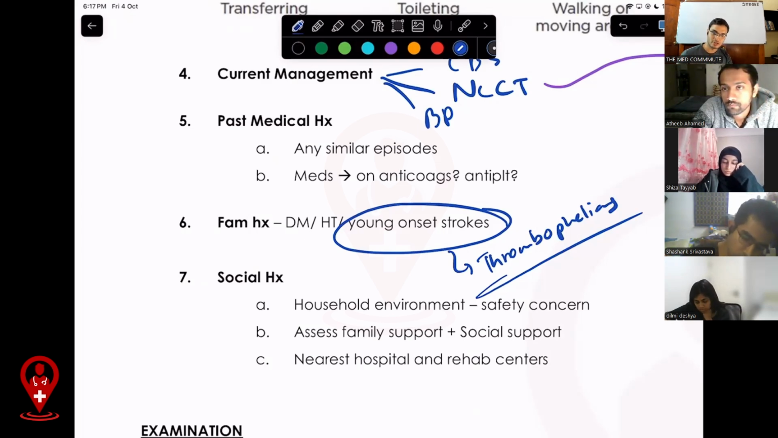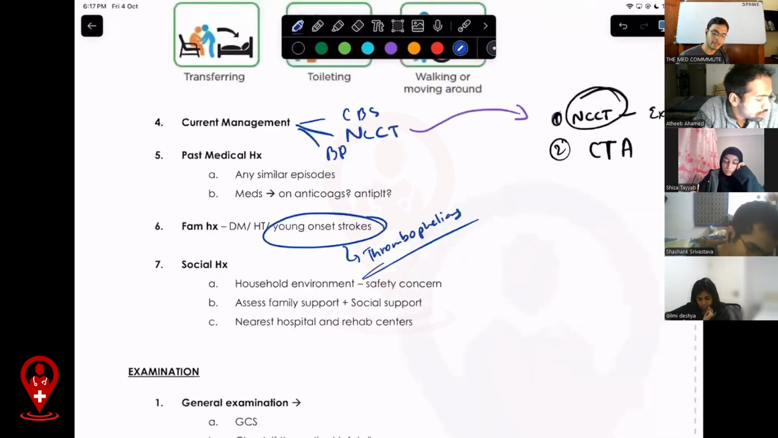Assess the family support, social support, and the nearest hospital and rehabilitation centers, because after the stroke, you're going to send the patient to rehab. And he will be discouraged if he's in a very rural area and has to come all the way to the center to do rehabilitation. He will not come. They will not spend the money and the time to come. So you have to ask about all of these, guys. Distance to the washroom at home, because the patient has to walk. The Barthel index again, we can assess. These things you ask.